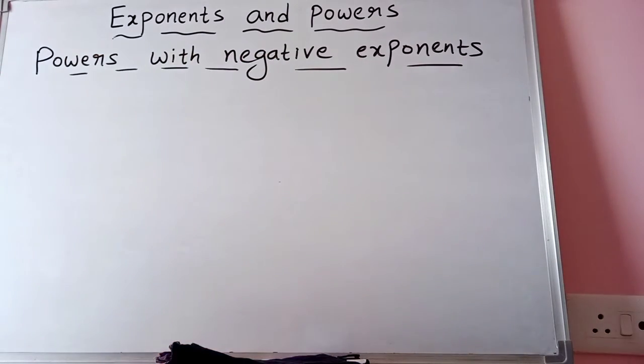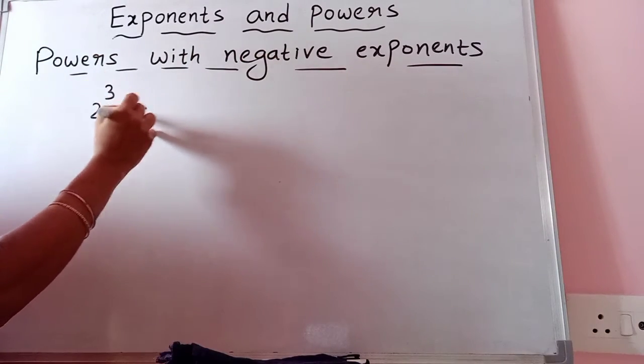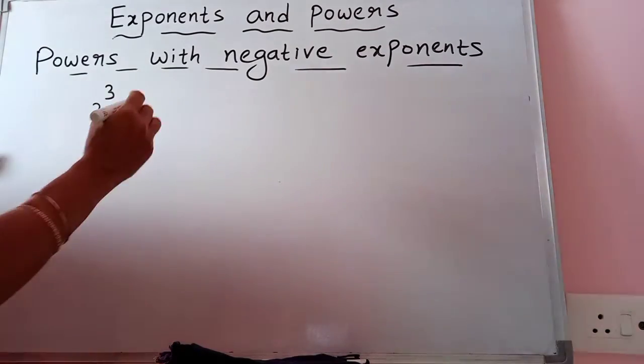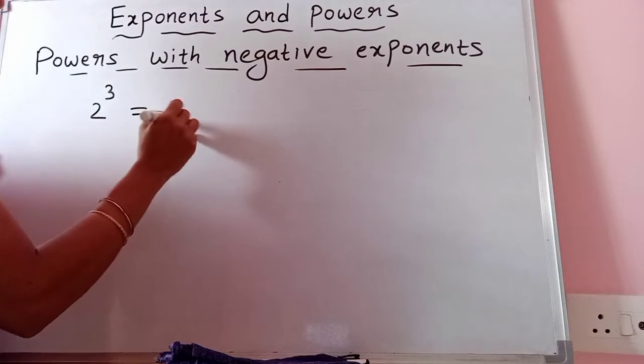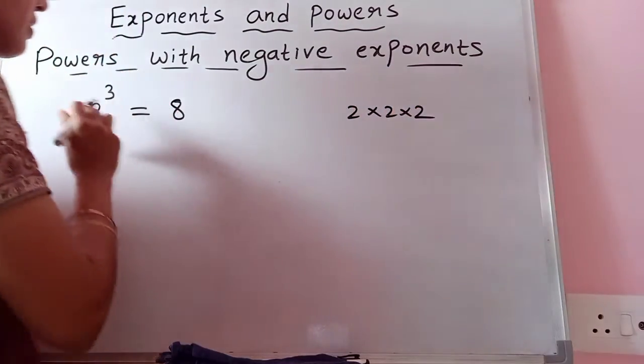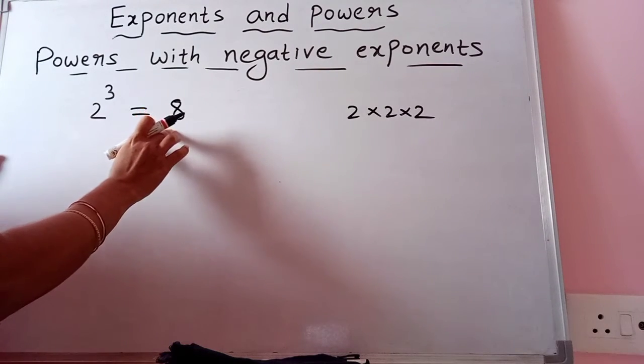Now observe the pattern. 2 to the power of 3, that is 2 raised to the power of 3, or we can also say 2 cubed. Value is what, children? It is 8. Why? Because here the base is repeatedly multiplied 3 times. 2 into 2 into 2, value is 8.